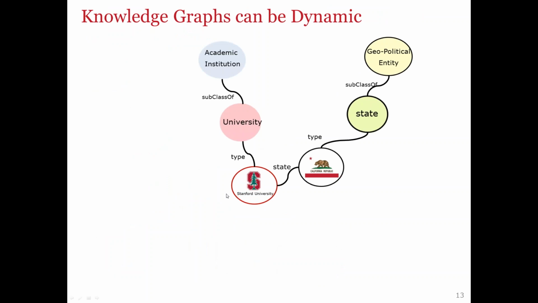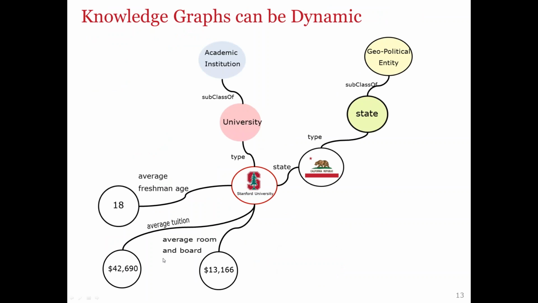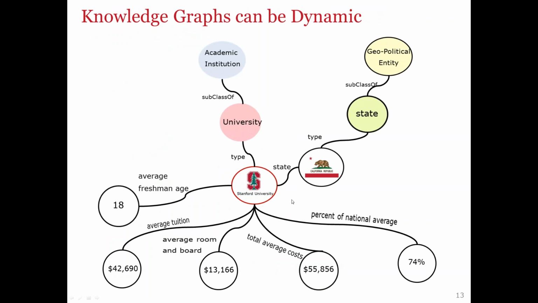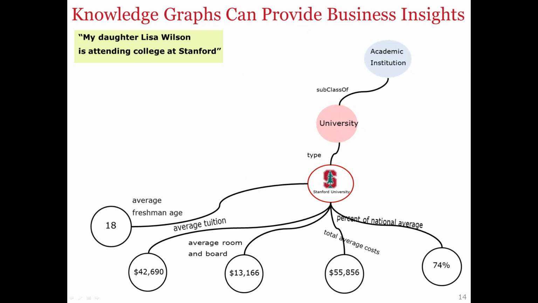So knowledge graphs can grow dynamically. So we can always add these attributes. Stanford's average freshman age is 18, again, subject, predicate, object. It may have average tuition of a certain amount, an average room and board of a certain amount, and a certain amount of average costs. And we can then, over the web, make an inference that based on Stanford's basic attributes and statistics, we might see that its tuition is 74% of the national average. This can be calculated and inferred over the web. So we can gain certain insights.